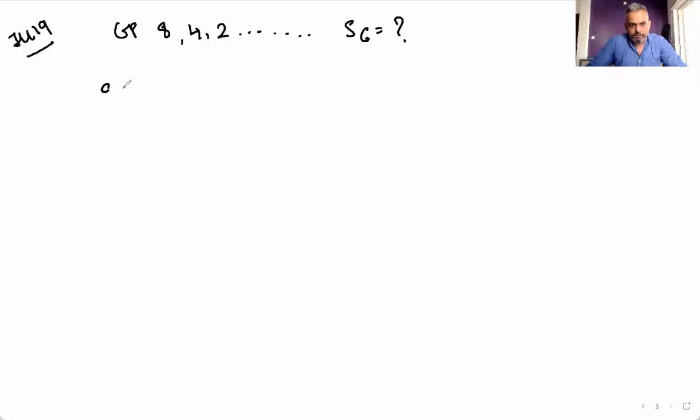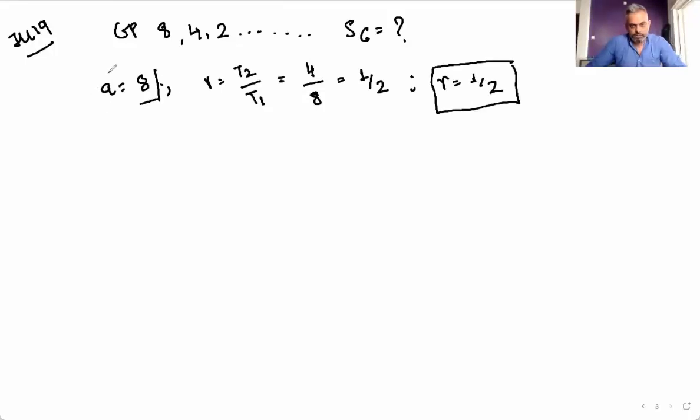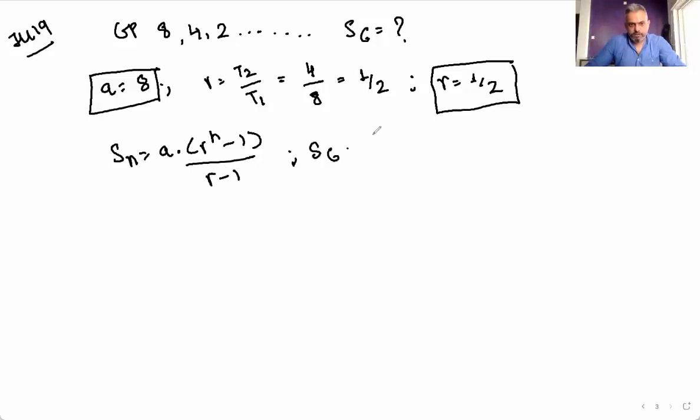So A is equal to 8, R is equal to T2 upon T1. So T2 is 4 upon 8, which is equal to 1 by 2. So R is equal to 1 by 2, A is equal to 8. Sn is equal to A into R raised to n minus 1 upon R minus 1. So S6 is equal to A is 8 into 1 by 2 minus 1 upon 1 by 2 minus 1.